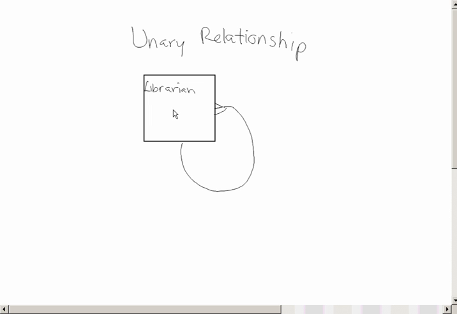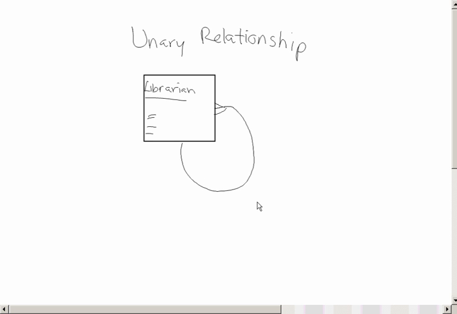Now, if you think about it, in the library, you probably have a lot of librarians, and those librarians probably have a supervisor who is also a librarian. So you might have a librarian and other librarians that report to that librarian, so that she's the head librarian or the supervisor librarian. That establishes a unary relationship. The subordinate librarians report to the supervisory librarian, which means there is a relationship that exists between them.